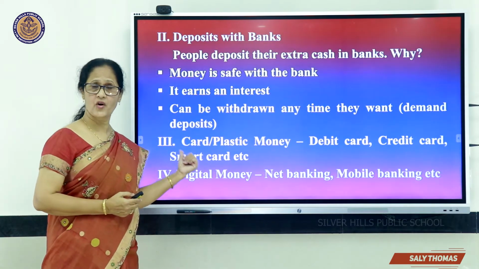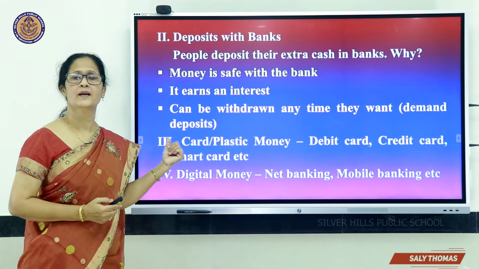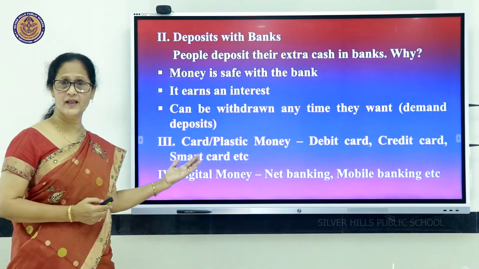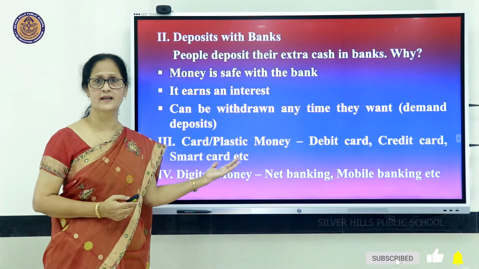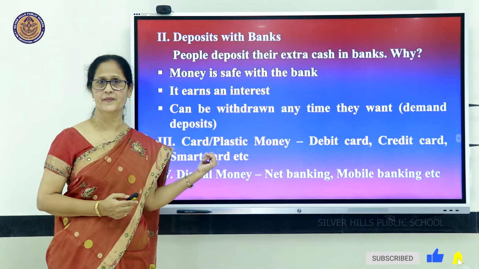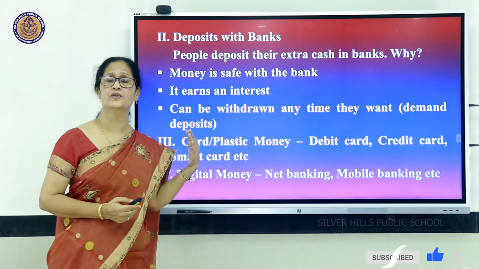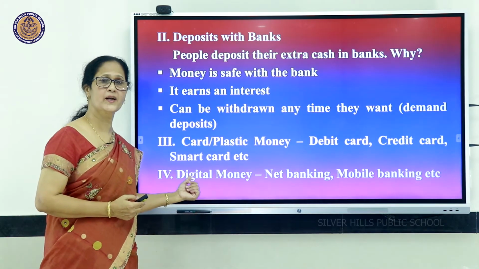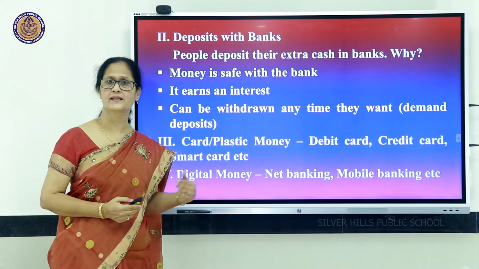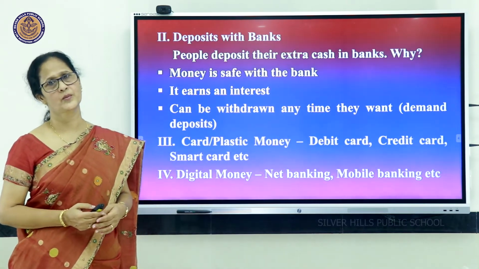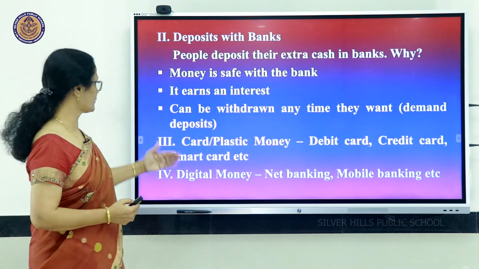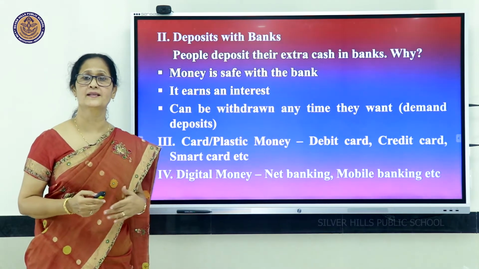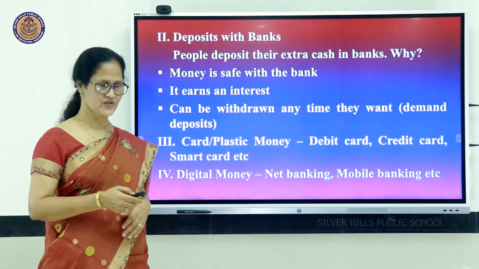The third form of modern money is plastic money or card money. We are all familiar with debit cards and credit cards, smart cards, etc. Right? So, these are also used as modern money. And the fourth form of modern money is digital money, that is net banking and mobile banking. So, these two, plastic money and digital money, can be called ultra modern forms of money.